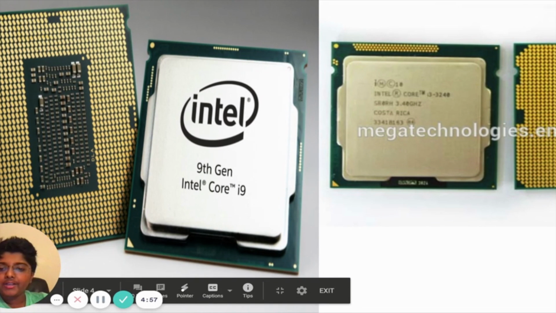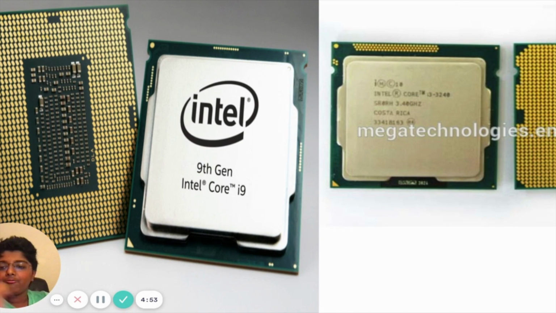So now, if you're going to ask me, hey, if all CPUs are the same, then why do some CPUs cost more than others? And why do some have more performance than others? This relies on three major factors: the clock speed, the architecture, which is represented in nanometers nowadays, and most importantly, how many cores and threads it has.